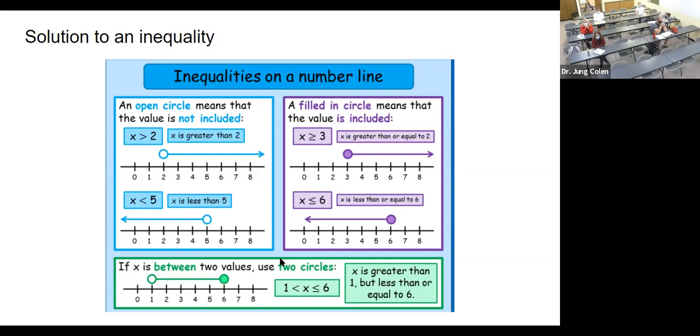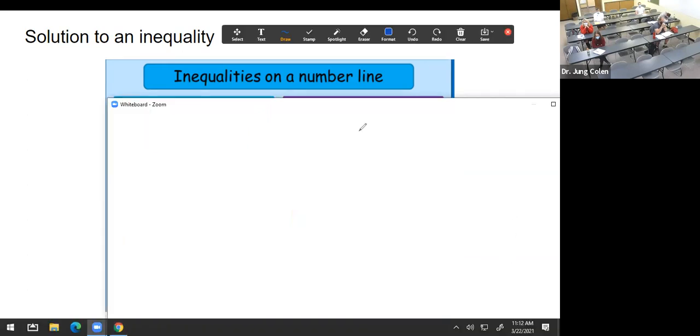Okay? So let me ask you one question. Using this, I will go backwards. You need to find what inequality I'm talking about, okay? So if I have a number line like this, let's say 3, and I'm talking about this part here. What inequality am I talking about? Let's say this is x. So x is what? Greater than 3.